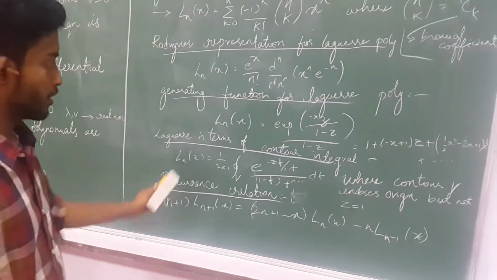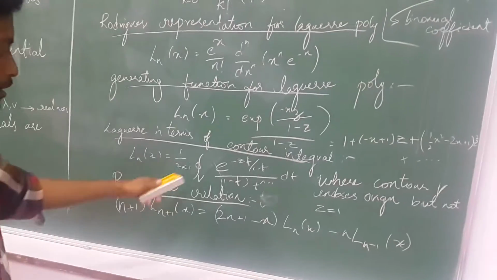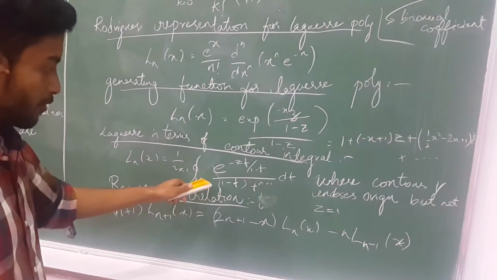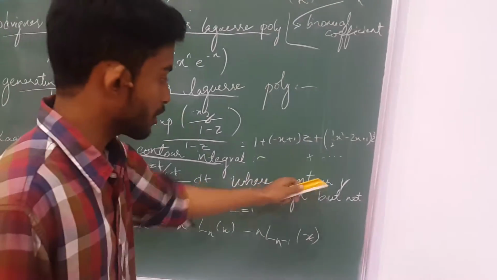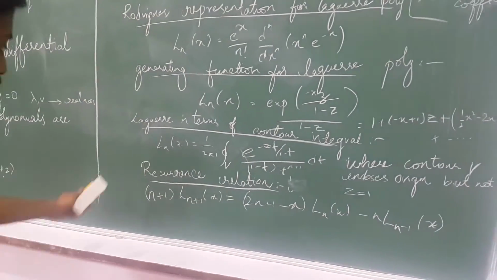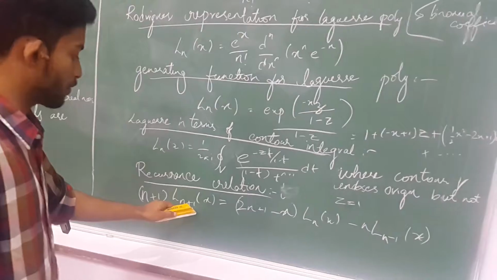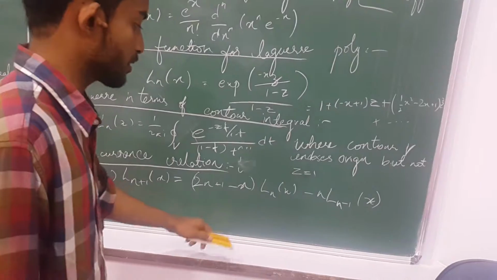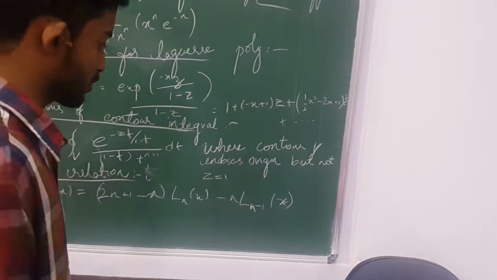Laguerre polynomials can be expressed in terms of a contour integral as Ln(z) = 1/(2πi) times the contour integral of e^(-zt/(1-t)) / ((1-t) t^(n+1)) dt, where the contour encloses the origin but not z = 1. The recurrence relation for Laguerre polynomials is (n+1) L(n+1)(x) = (2n + 1 - x) Ln(x) - n L(n-1)(x).